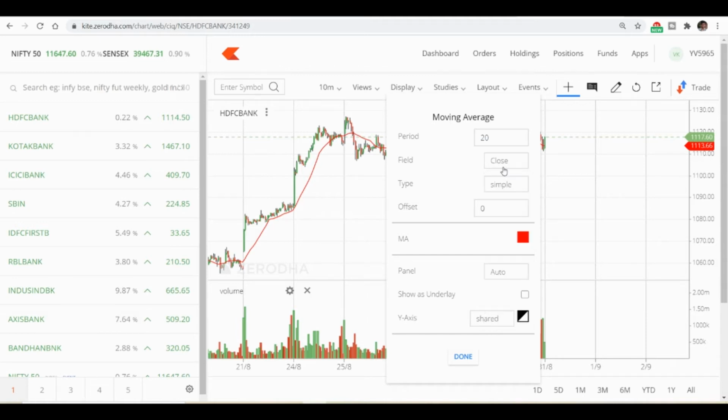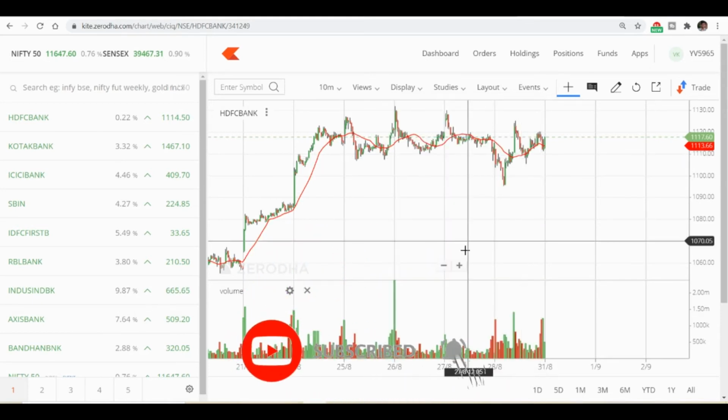average. The reason for using the 20 moving average is that the FIIs and DIIs will not be able to come too near the 20 moving average, because in order to do stop loss hunting or something, they need to invest more money. So they won't be doing much near the 20 moving average. That is the reason we are taking the 20 moving average. We'll give done. We have drawn the 20 moving average on this particular chart.